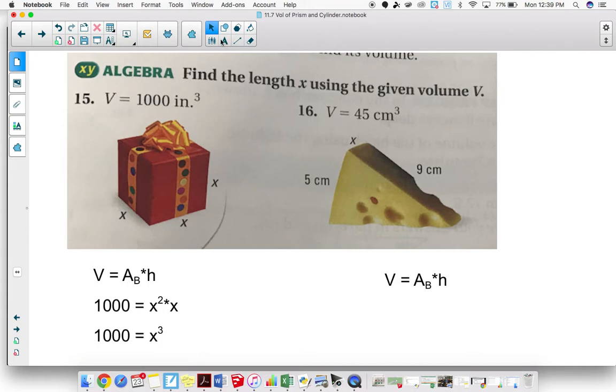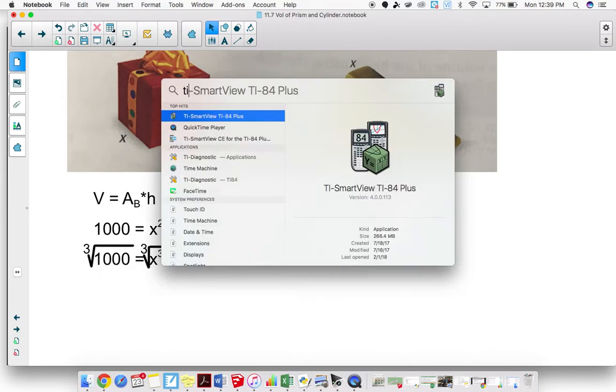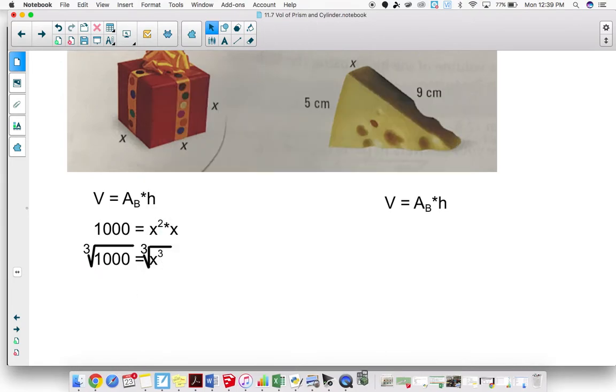And to solve a cubed variable, the inverse of cubing is taking the cubic root. So I'll show you how to do that here. It's not the same as the square root. So you want to put this little 3 up inside the radical symbol, and that means we're taking the cubic root. We're trying to find what times itself 3 times gives us 1,000. So here's how you type that in the calculator.